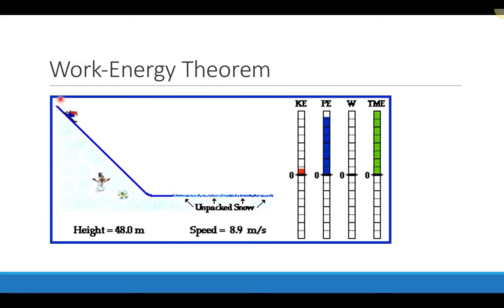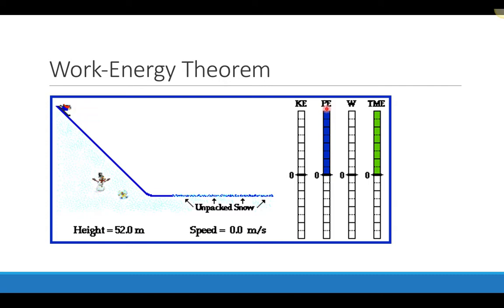So the person starts off at the top, and if you follow this, they have potential energy, and as they go down, the potential energy is decreasing. And as the potential energy is decreasing, as they fall, the kinetic energy is increasing. So let me try to talk through this. So we've got kinetic energy, potential energy, and then work.